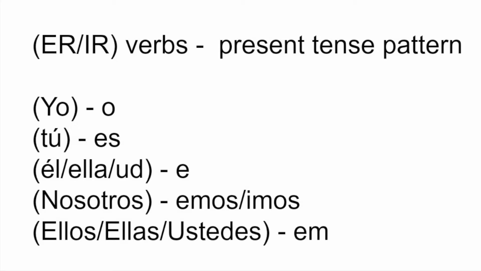This is supposed to be an en, not an em. So please correct that if you're taking notes. The ellos, ellas, ustedes, that's supposed to be en, okay? For the we form, if it's an ER verb such as comer, it's comemos, and if it's an IR verb, it's going to pair with emos, which would be vivimos for the we form. That's the only thing that changes with the verbs. The rest of the endings stay the same.